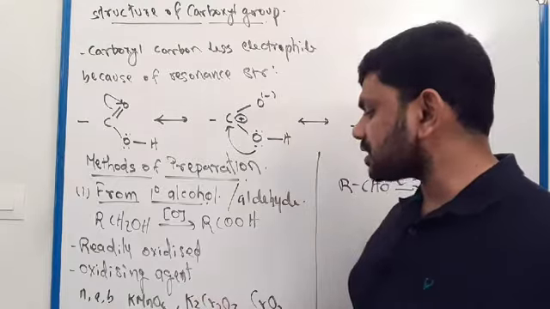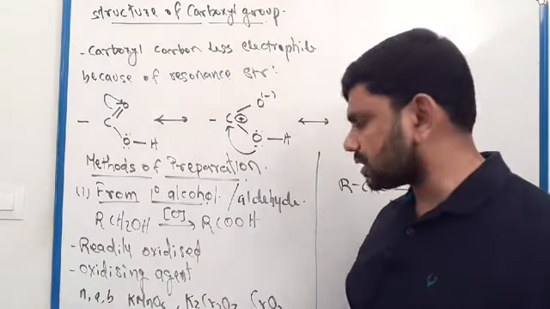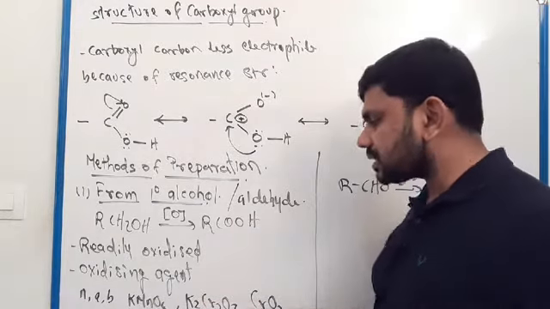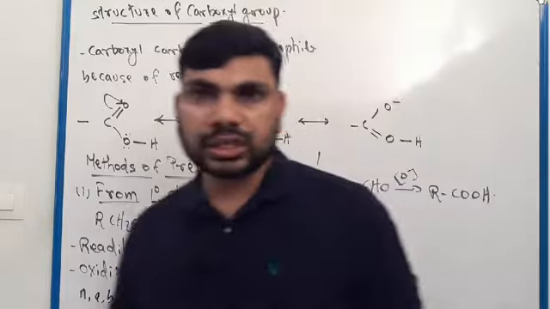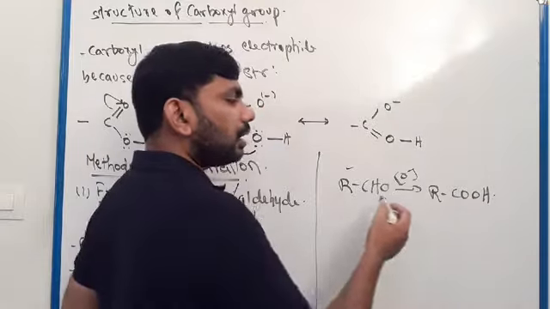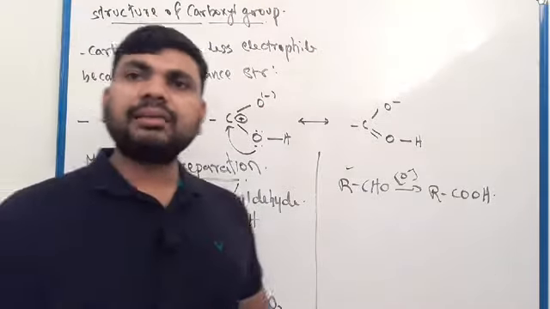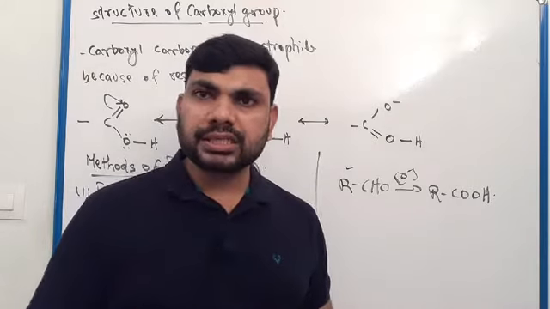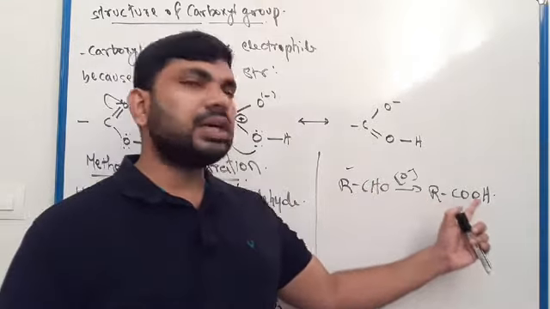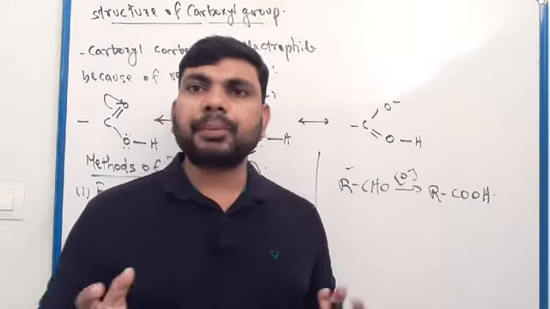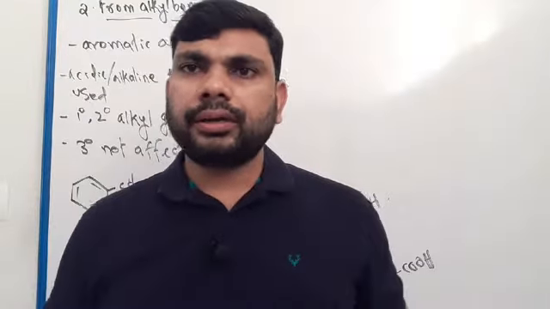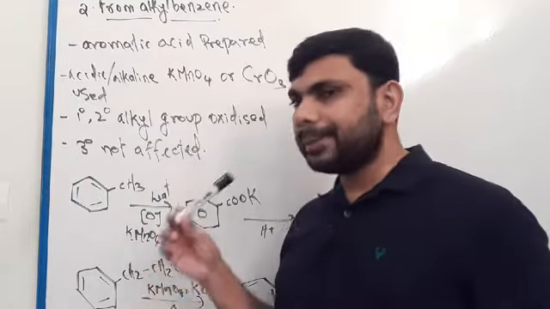Also, we can use potassium dichromate, acidic or alkaline, or chromium oxide, CrO3. All of these are used as oxidizing agents. Here is one example: an aldehyde, after oxidation, forms the corresponding carboxylic acid. For example, CH3CHO after oxidation gives CH3COOH. So here is the preparation of carboxylic acid from primary alcohol and aldehyde. Clear? Okay, next, the method of preparation of benzoic acid.